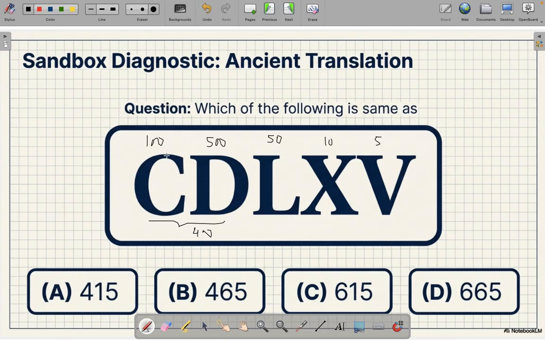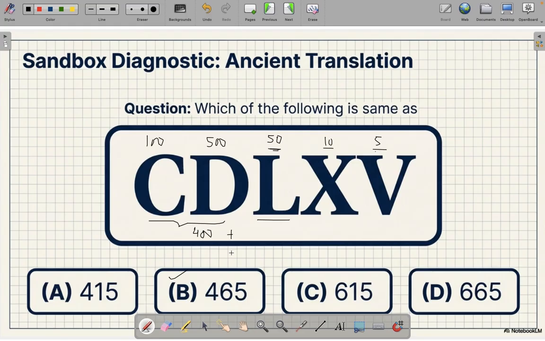Is this clear? How is this 400? Yes, sir. Now move on to the next largest number, which is 50. To the next of 50, you have 10 and 5, so you'll just add these. 10 plus 5 is 15, and 15 plus 50 is 65. So 400 plus 65, the answer will be 465.